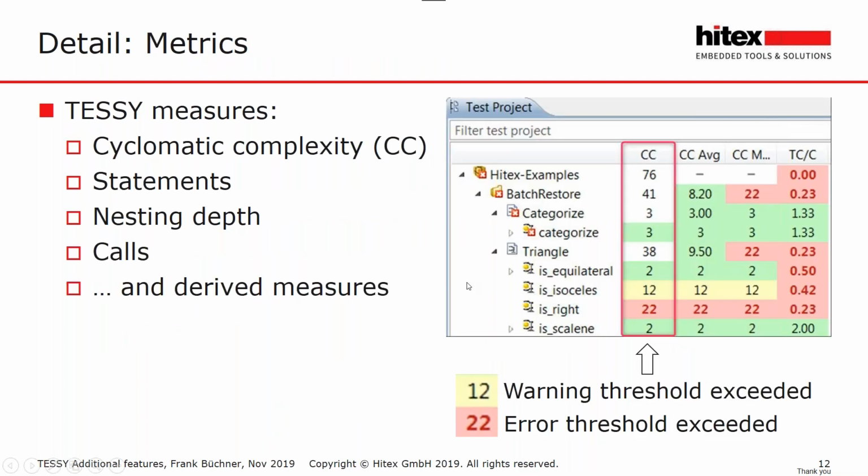Tessy also measures some metrics, so Tessy has a little bit of static analysis. The most important measure is the cyclomatic complexity, and you can have thresholds for warning or error. We see here, for instance, screen 2 is below the warning threshold, so it's displayed in green. 12 is higher than the warning threshold, but below the error threshold, and 22 is above the error threshold.